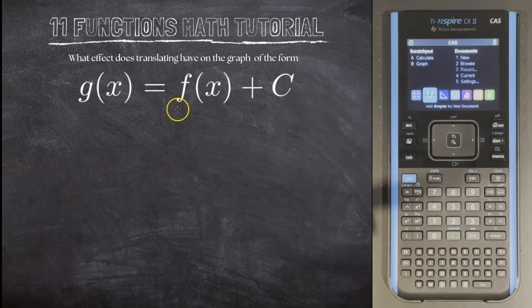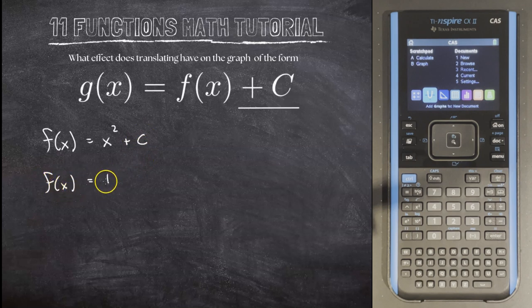Alright, first off, let's look at the effect of this translation here on the function. We'll look at a couple examples. We'll try a quadratic, so we'll do basic x squared, and then we'll add some constant to it or subtract. We'll do an inverse function, such as 1 over x, and then same thing, we'll add some constant. And we'll also do a radical function, like so, where we will add some constant.